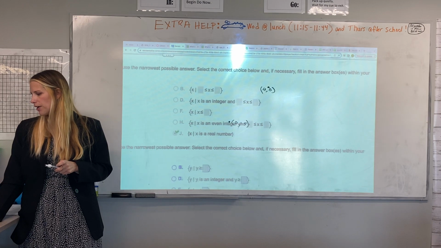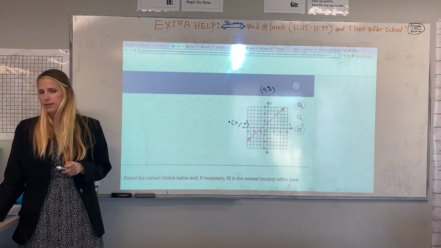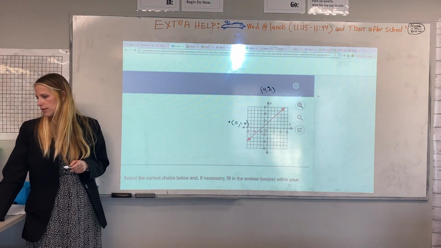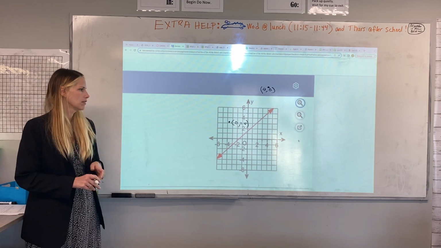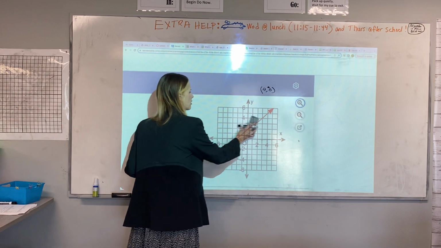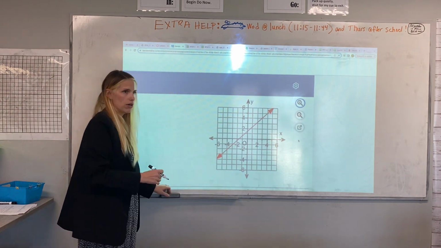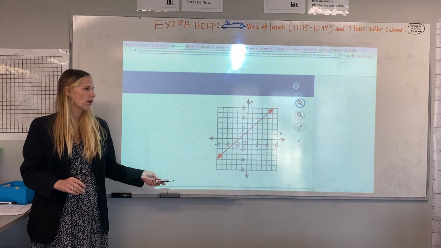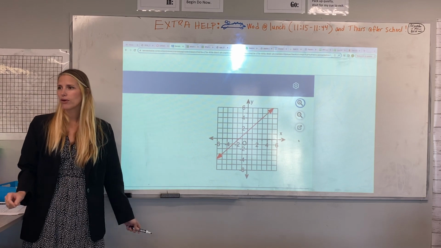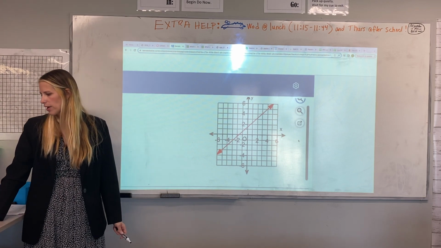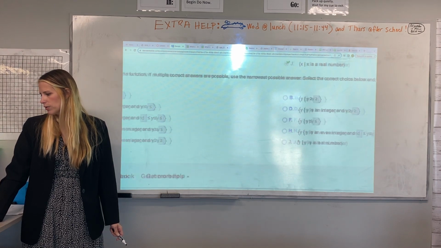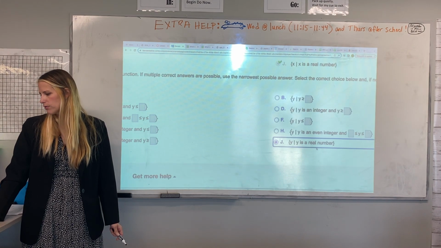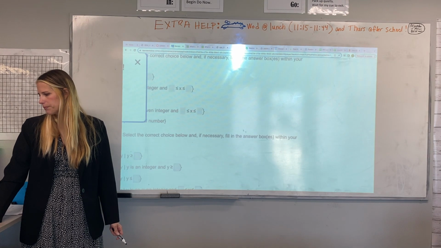Describe the range of the function. What do you think? I was cleaning my phone. What do you think the range is going to be? What's the range, guys? All real numbers. Because it's going all the way up and all the way down and everything in between, right? Yeah. So the range would also be y is a real number.